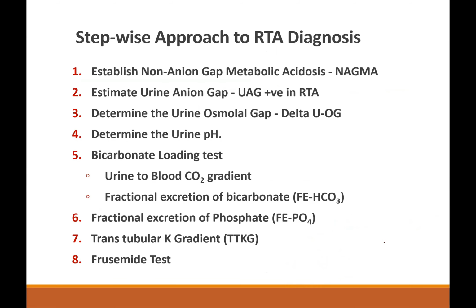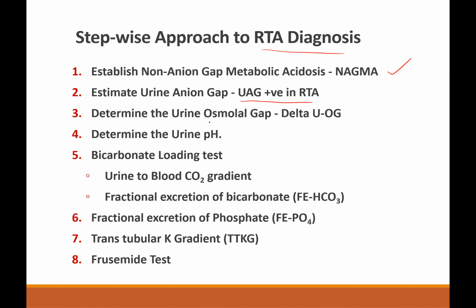Now, stepwise diagnosis of renal tubular acidosis. Just like the stepwise diagnosis of acid-base disorders, we have a stepwise diagnosis. Number one, establish non-anion gap metabolic acidosis. First of all, if you want to diagnose RTA, it must be an NAGMA. It is not an AGMA or respiratory acidosis. That is for sure. The second one is estimate the urine anion gap, which will be positive in RTA, and negative in renal causes of NAGMA.